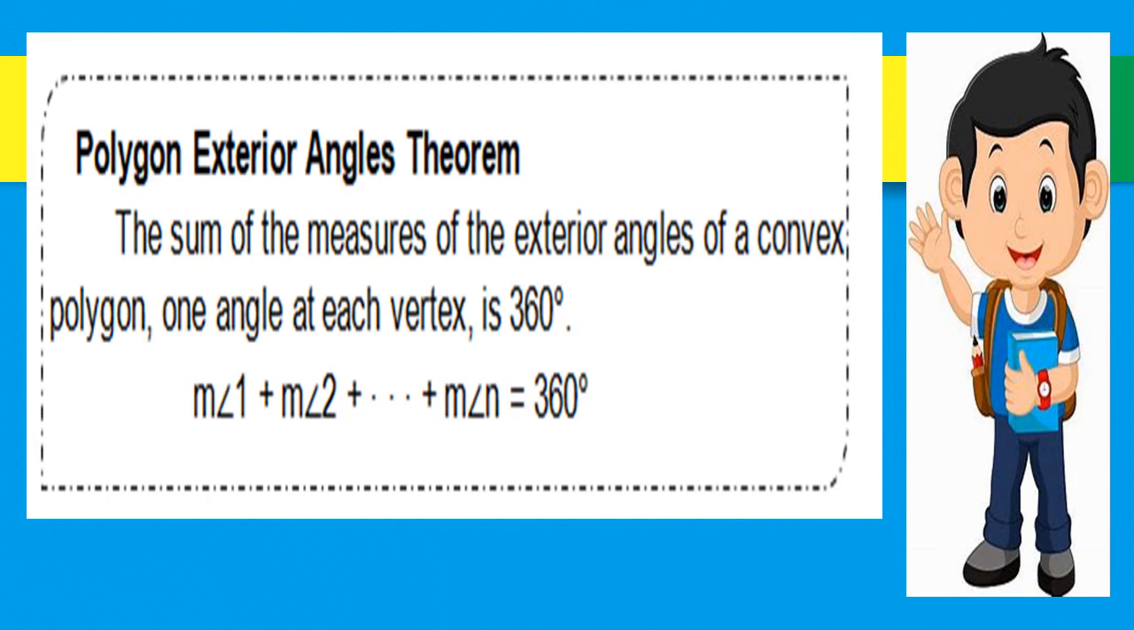Now, we can have the polygon exterior angles theorem. The sum of the measures of the exterior angles of a convex polygon, one angle at each vertex, is 360 degrees. So, whatever the measures of the angles, the sum of the exterior angles is always 360 degrees.